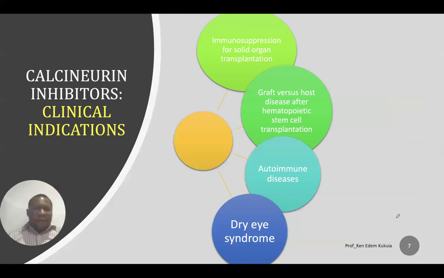Now, what about their clinical indications? What do we use them for? One, we could use them to suppress immune response that may try to cause a rejection of an organ that has been transplanted to a recipient.